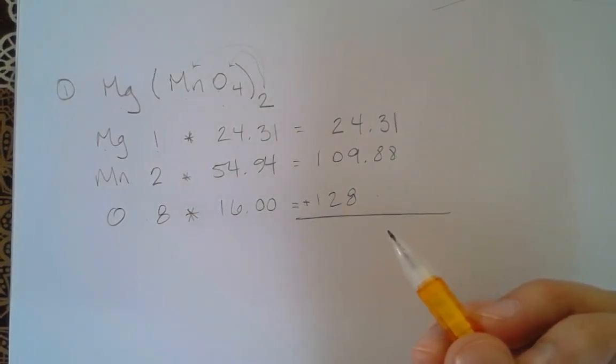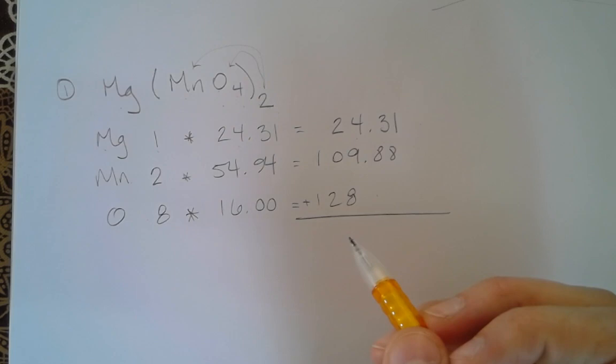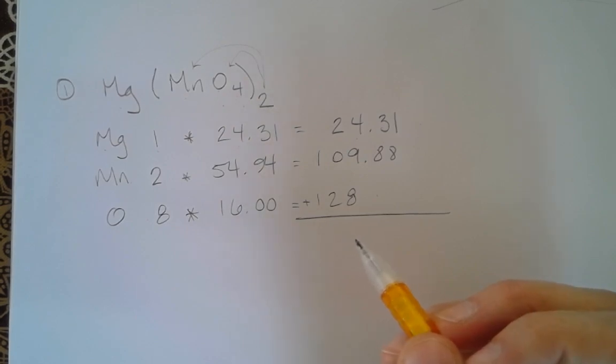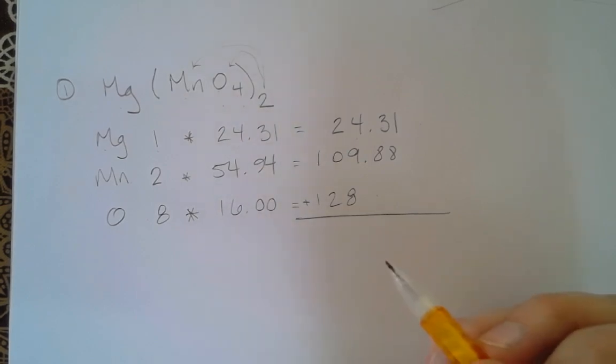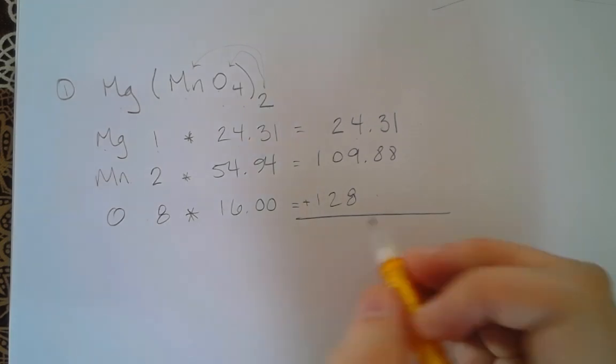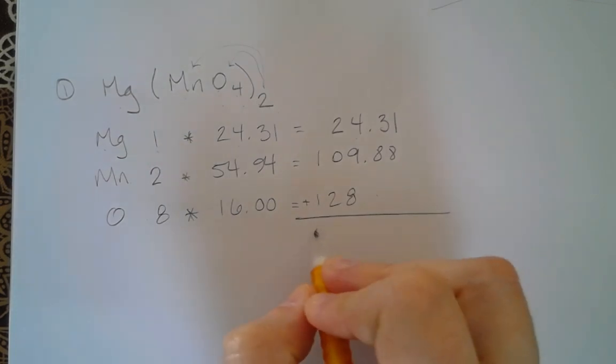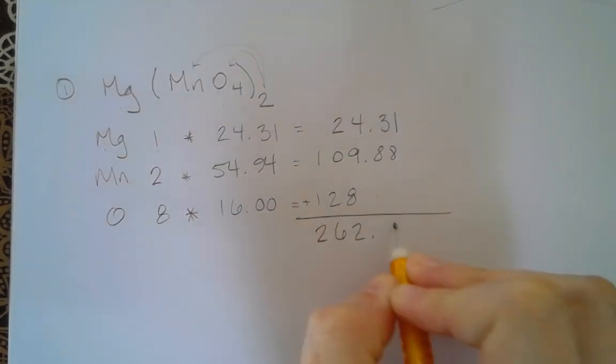24.31 plus 109.88 plus 128. I just set the wrong key, that's fine. And yeah, that looks right. 262.19 grams per mole.